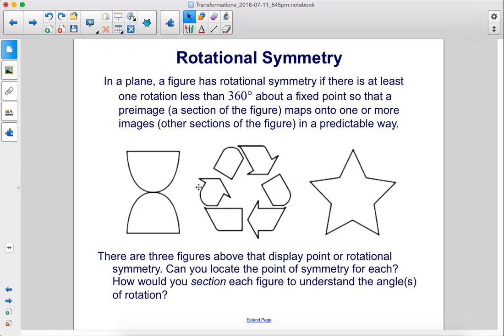There are three figures above that display point or rotational symmetry. Can you locate the point of symmetry for each? How would you section each figure to understand the angles of rotation?